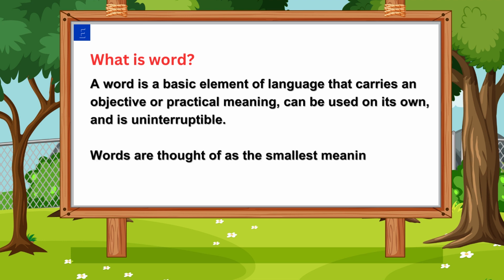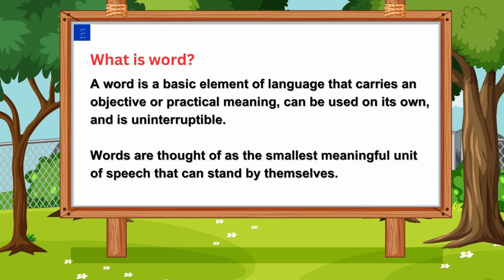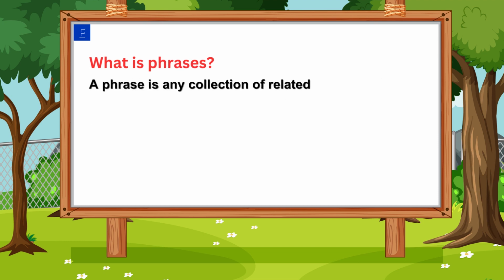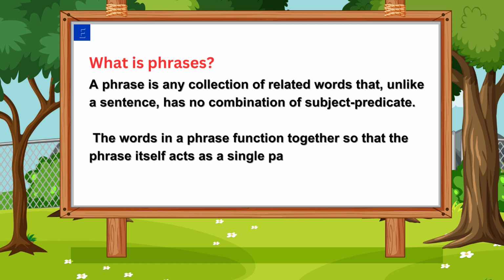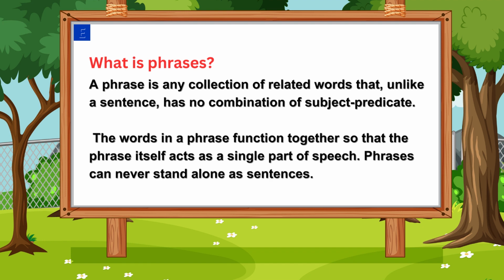Words are thought of as the smallest meaningful unit of speech that can stand by themselves. A phrase is any collection of related words that, unlike a sentence, has no combination of subject-predicate. The words in a phrase function together so that the phrase itself acts as a single part of speech. Phrases can never stand alone as sentences.